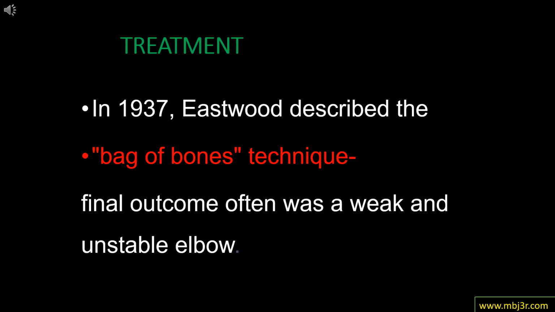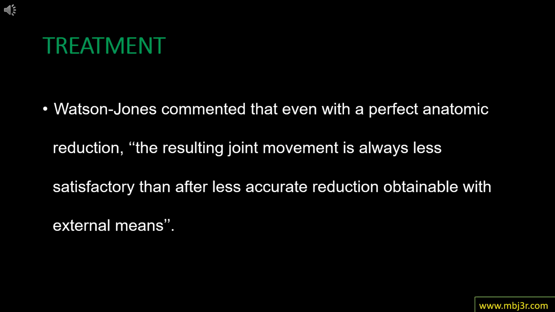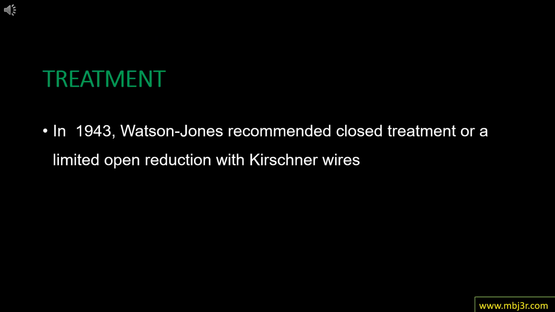In 1937, Eastwood described the bag of bone technique for the treatment of intercondylar fractures of the humerus. The final outcome was a weak and unstable elbow. Watson-Jones commented that even with a perfect anatomic reduction, the resulting joint movement is always less satisfactory than after the less accurate reduction obtainable with external means. In 1943, Watson-Jones recommended closed treatment or a limited open reduction with K-wires.